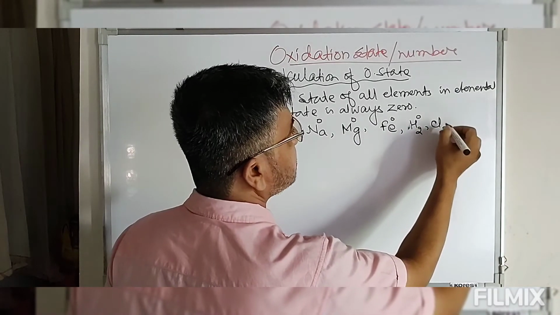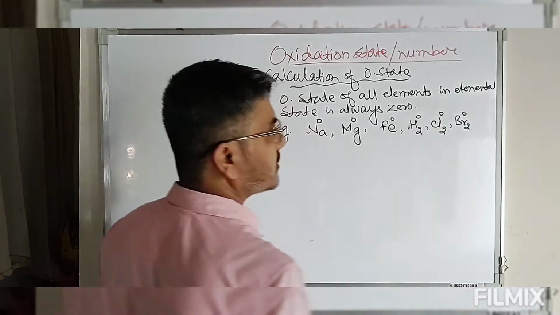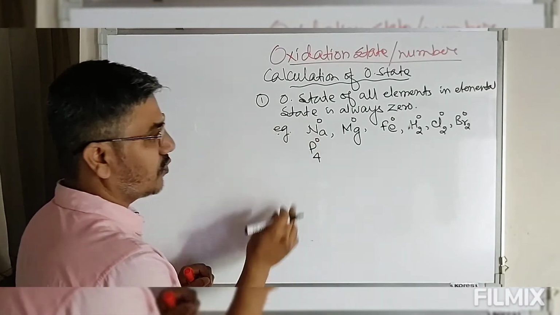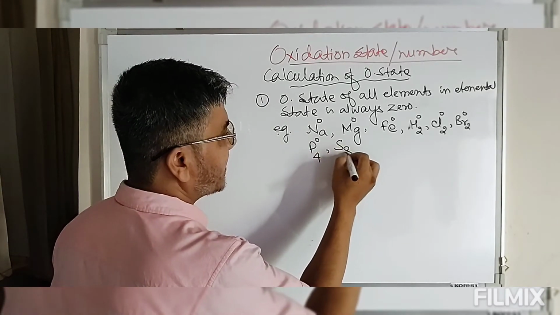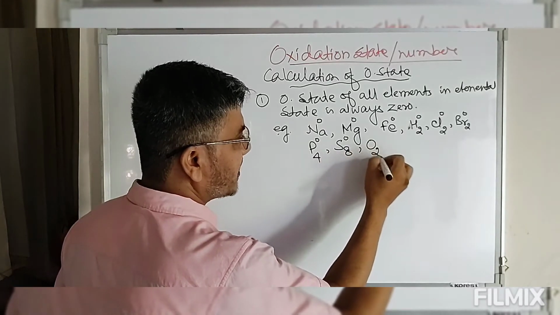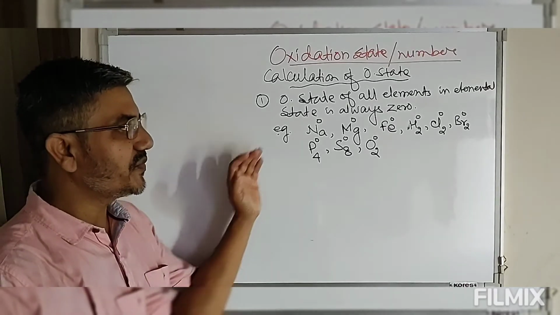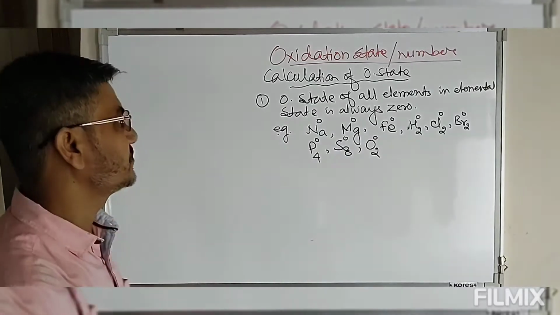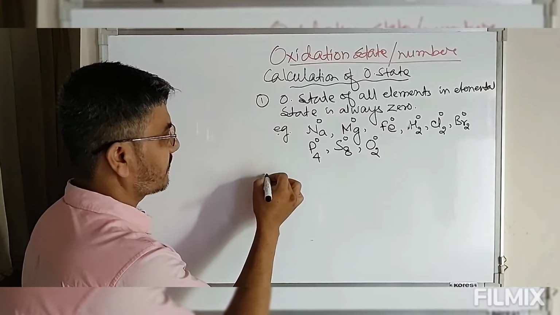Elemental chlorine, 0. Bromine liquid, elemental state, 0. Phosphorus P4, elemental state, all phosphorus atoms are in zero oxidation state. Sulfur, elemental state S8, oxidation state is 0. Oxygen, elemental state, 0. So all elements in their pure elemental state have oxidation state always 0. This is for all elements in their elemental state.